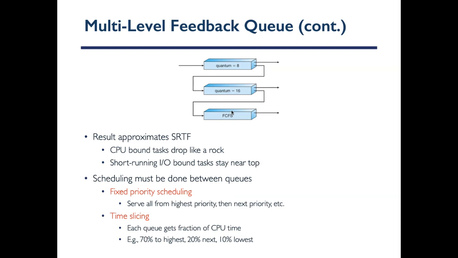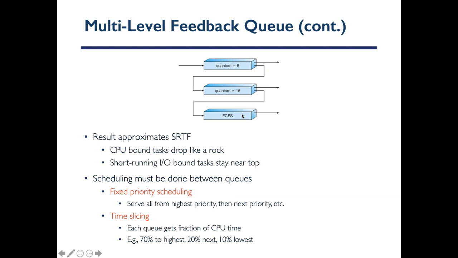Now, in terms of what we can do, how do we want to schedule tasks in these queues? If you have tasks in the first queue, you could just do what we did with fixed priority scheduling, where you always take care of tasks in the first queue if there are any. And if there are no tasks here, then you go to the second queue. And if there are no tasks here, you go to the third queue. That's one thing you can do.